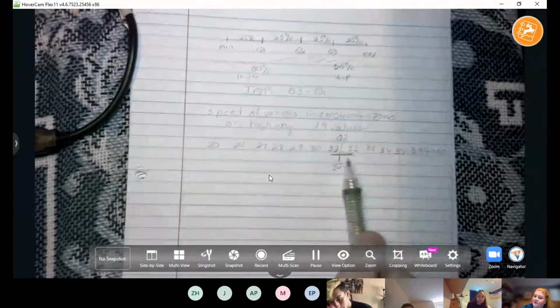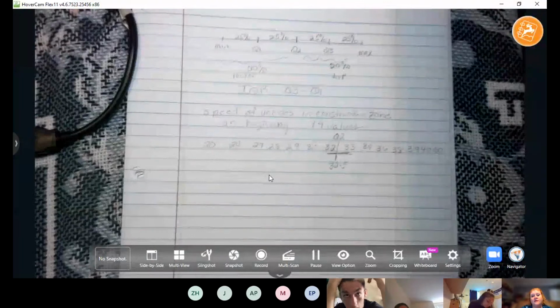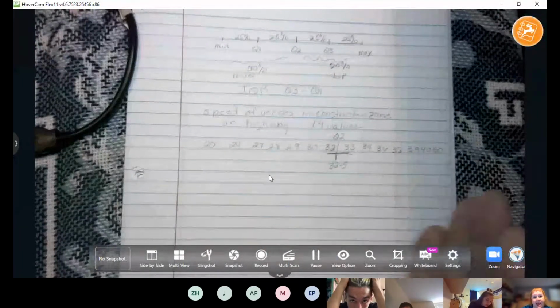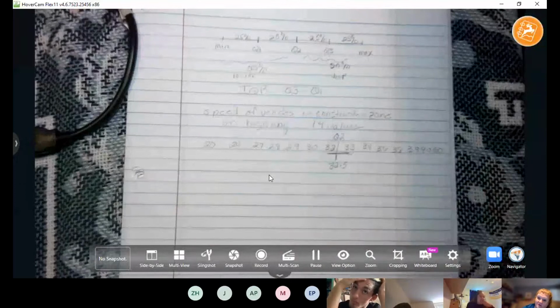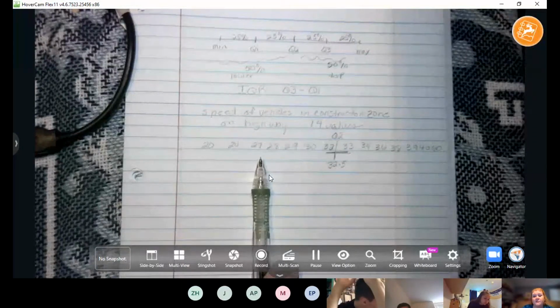All right, so now 50% of your data is above it, 50% of your data is below it. So that's what we know about the median. That's what it does to your data. It divides it in half, 50% above it, 50% below it. All right, now how do we find the next quartile? How do we find the quartile below it?